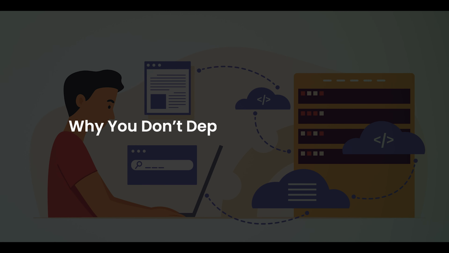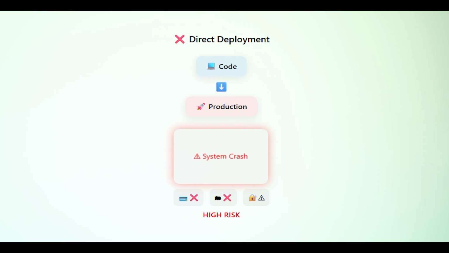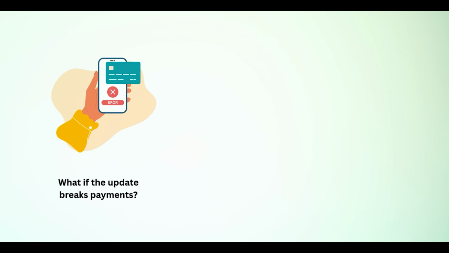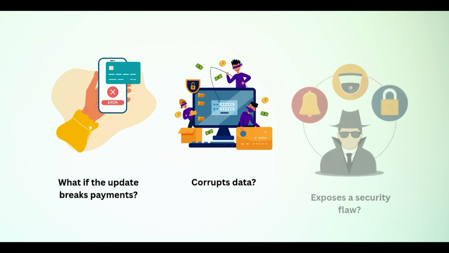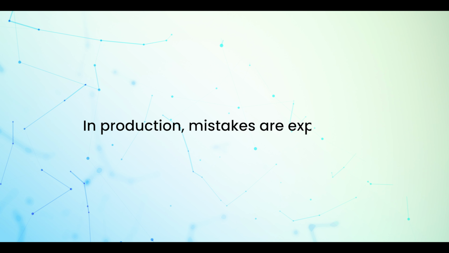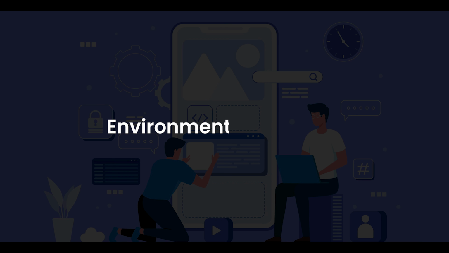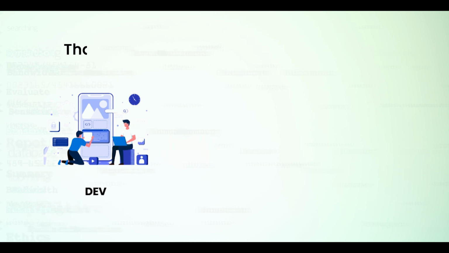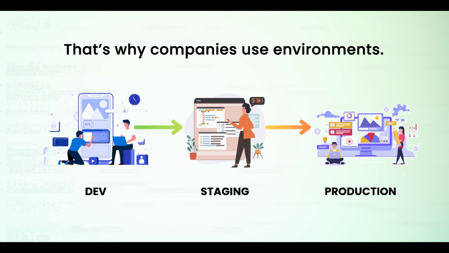Why you don't deploy directly to users. Pushing changes directly to real users is dangerous. What if the update breaks payments, corrupts data, exposes a security flaw? In production, mistakes are expensive. Environments explained. That's why companies use environments.